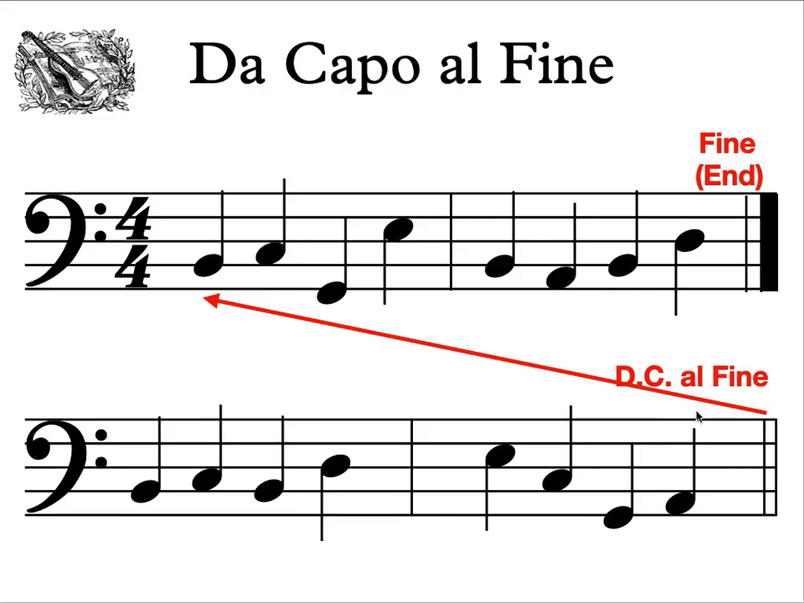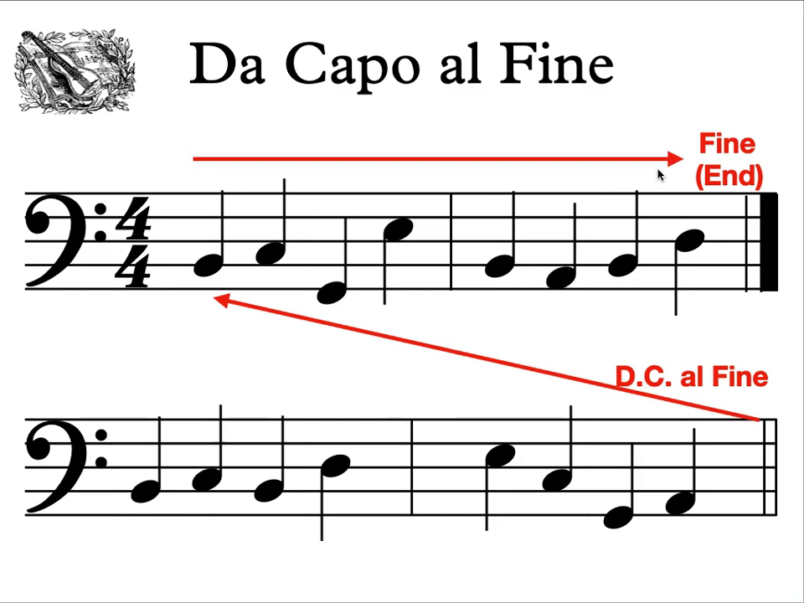DC means go back to the beginning. Then we will continue and end here. So the music will go like this. There are not two dots here, so we continue on. DC, back to the beginning. And the fine, that's the end. So that's how that works, the da capo al fine. And you can rewind the video if you need to review that.